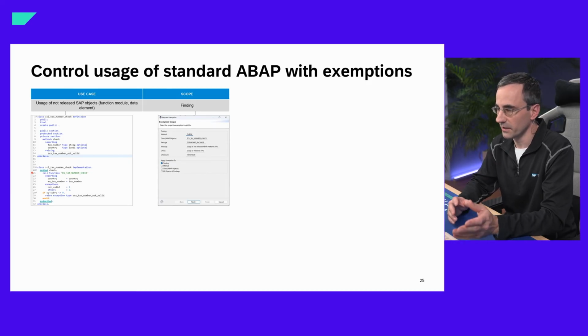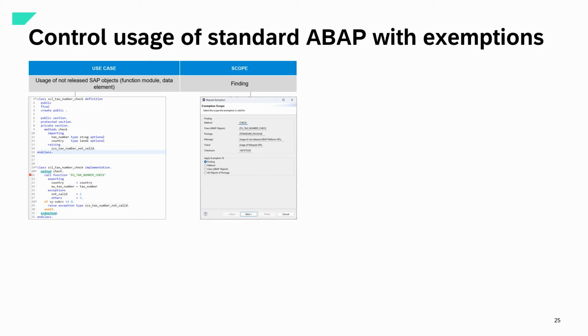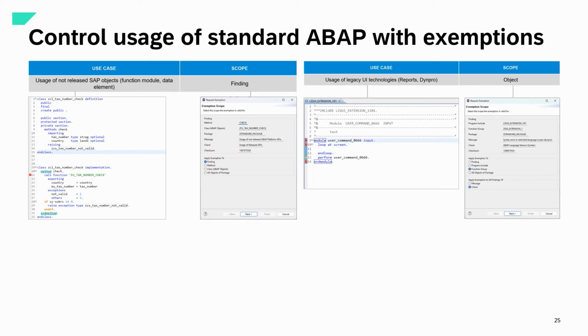And focus then on other parts of the logic, other parts of the coding, getting them Clean Core compliant. And here you see an example of how you can set such an exemption for a given error which you find.